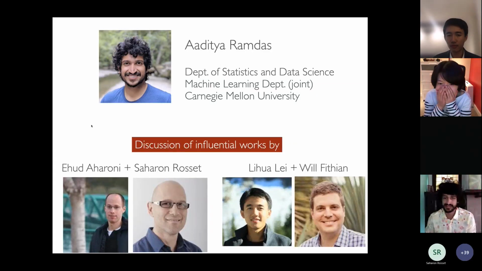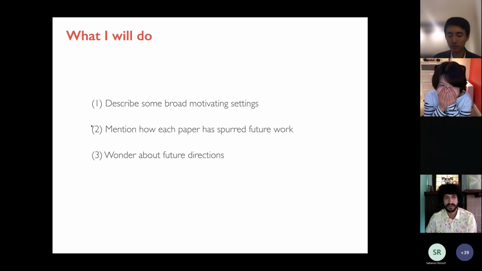I'm Aaditya Ramdas, I'm at CMU, and it's my pleasure to discuss two very influential works, influential in my own line of work, but I think very broadly influential as well, by Aharoni and Rosset and by Lei and Fithian. I'm going to describe some broad motivations for these works, slightly different from what the authors mentioned. I'll mention how each of their works has spurred a line of future work and what these future works have done. And then we'll ponder a little bit about future directions.